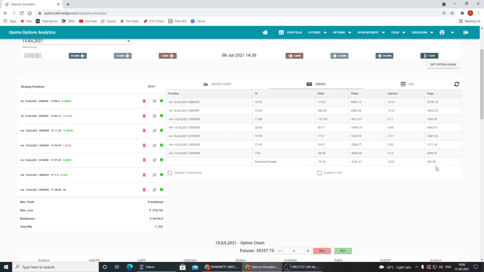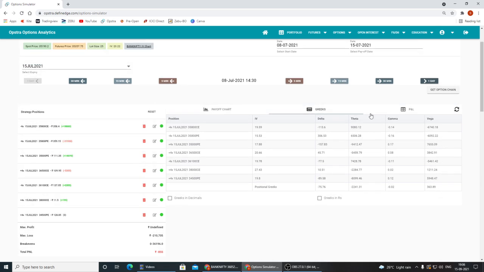Now see the vega, it is plus 363. That means vega has become neutral. This will prevent any further down movement. Okay, we'll go forward. 35,274. We are at the end of the day. Where is Bank Nifty? 34,960. So we are in profit of 2,400. Vega is managed, so now no need to worry about delta.